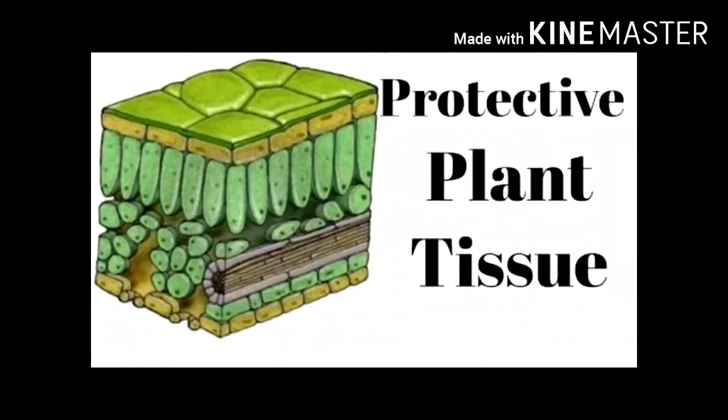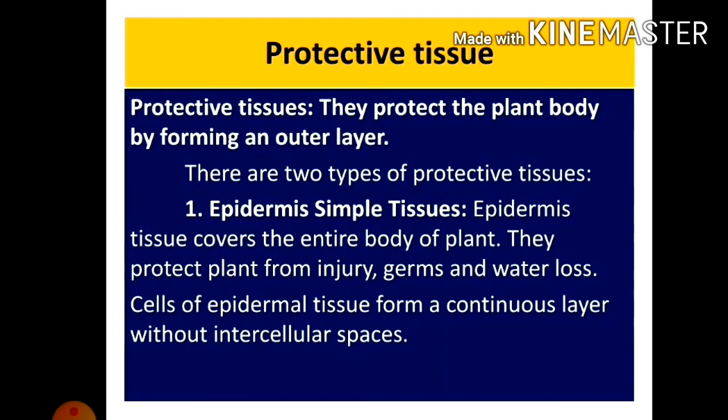Hello everyone. In our previous videos, we have studied about meristematic tissue and simple permanent tissue. And today we are going to study about protective tissues. What are protective tissues? Protective tissues are usually present in the outermost layer of the plant body, such as leaves, stem and root. And they offer protection to the plant body.